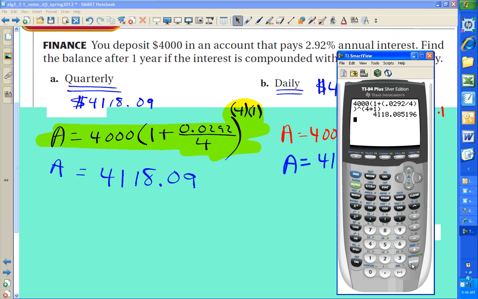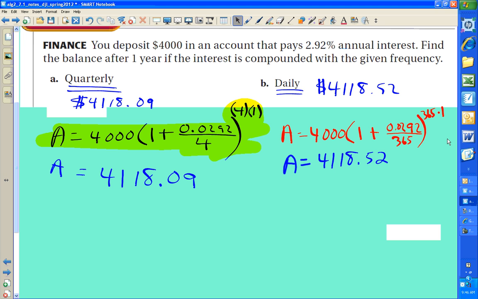Can I see the work on it? Or you want to see the calculator? No, that's fine. That's what you want? Yeah. No. This work right here is a different problem. No, I know. Okay.